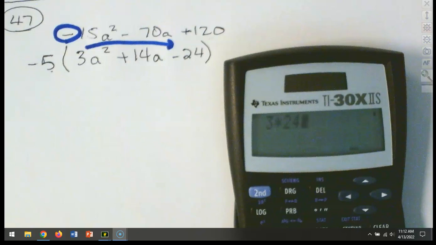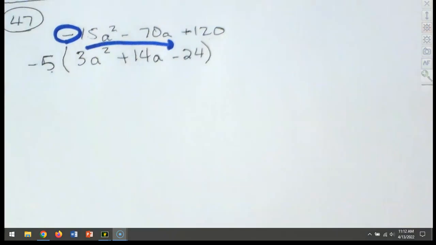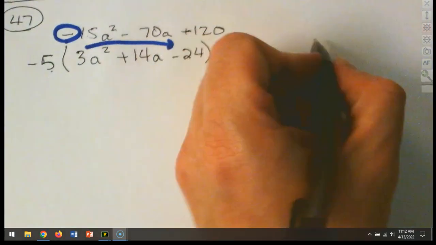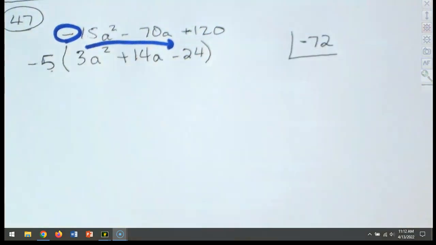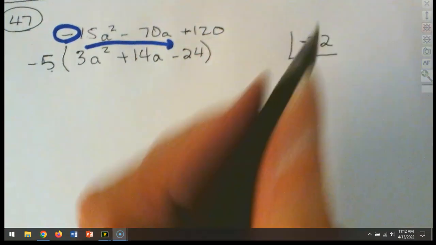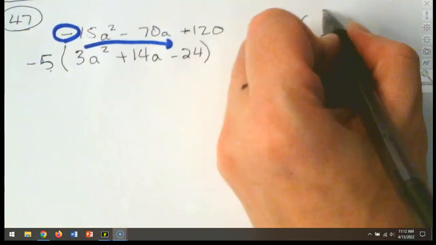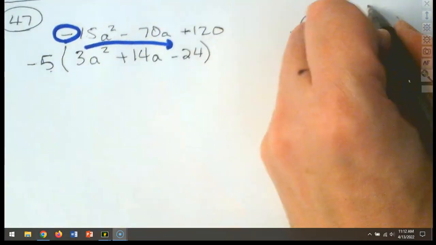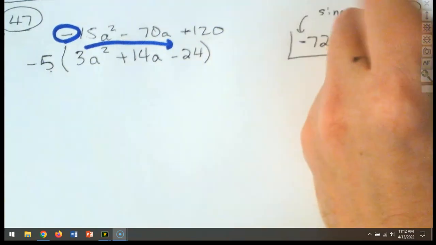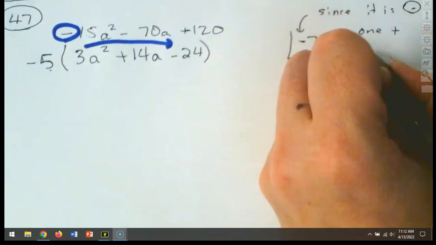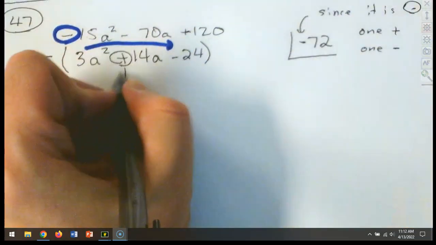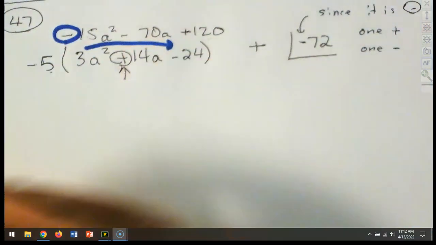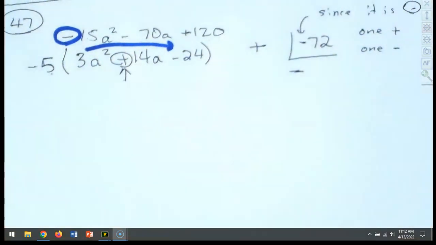I never put negatives in the calculator. I always keep track of the sign mentally. So we know 3 times a negative 24 is a negative 72. So we've got a negative 72. We know this is negative. So since it is negative, what do we know? We know one number's positive, one number's negative. What's the sign in the middle? Positive. Larger number positive, smaller number negative.